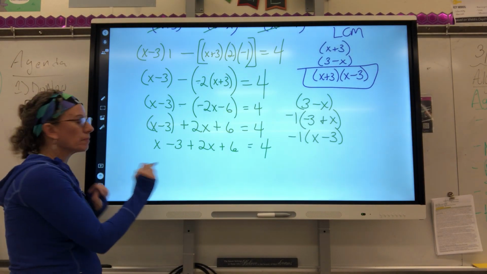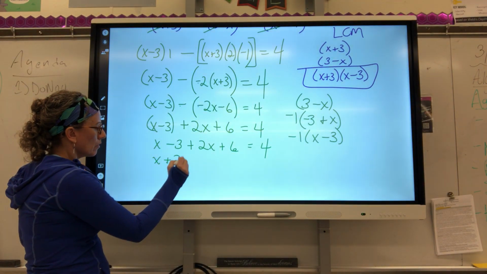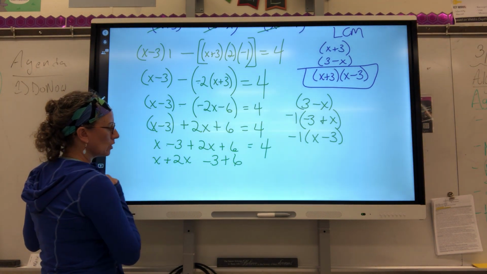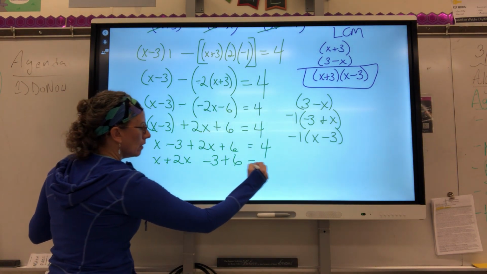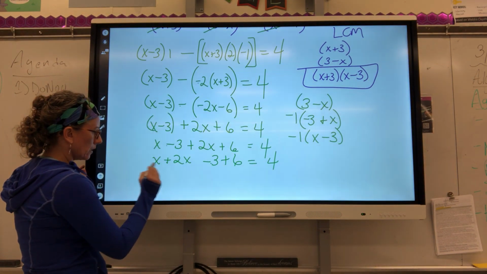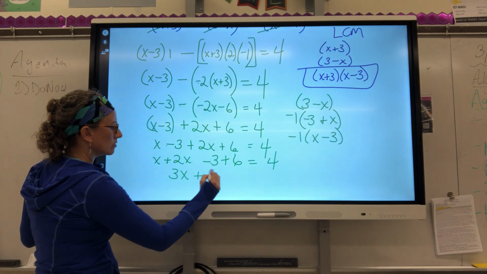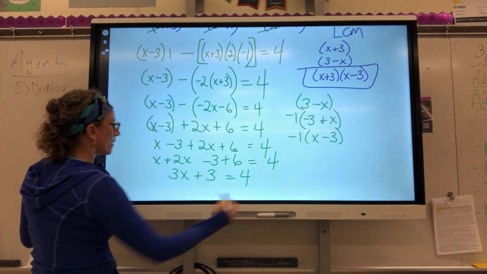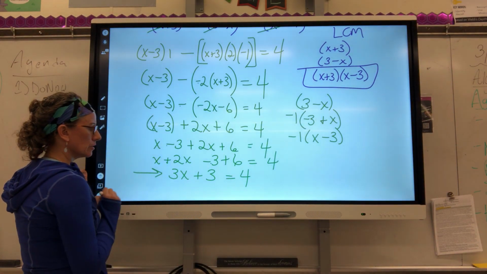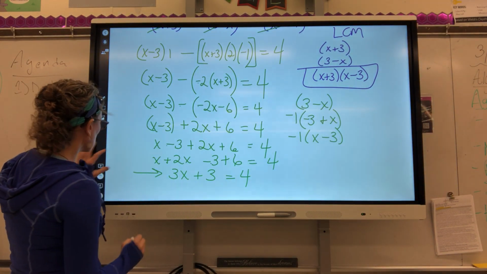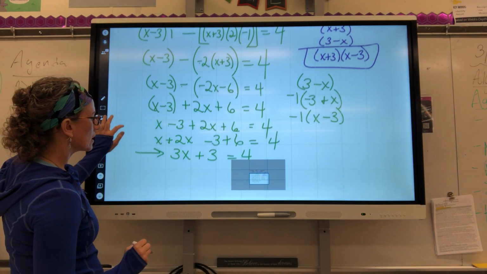Using the commutative property, I'm going to reorder my terms, keeping the sign in front of them belonging with that term. And now I can group it. 1x and 2x is 3x. -3 and 6 is 3 equals 4. And look at what we finally got it down to. This little itty bitty two-step equation where we subtract 3 and divide by 3 to get your answer.